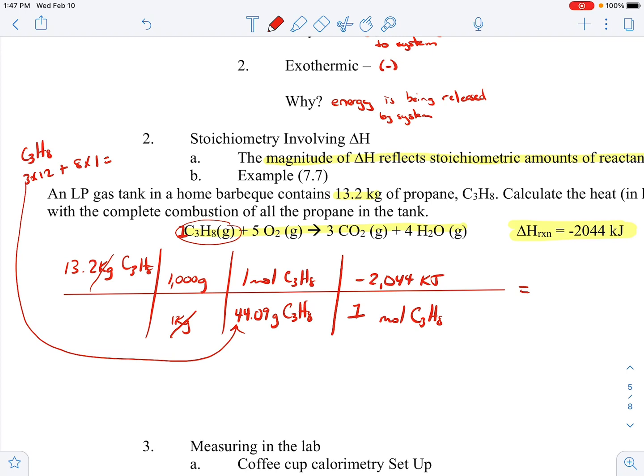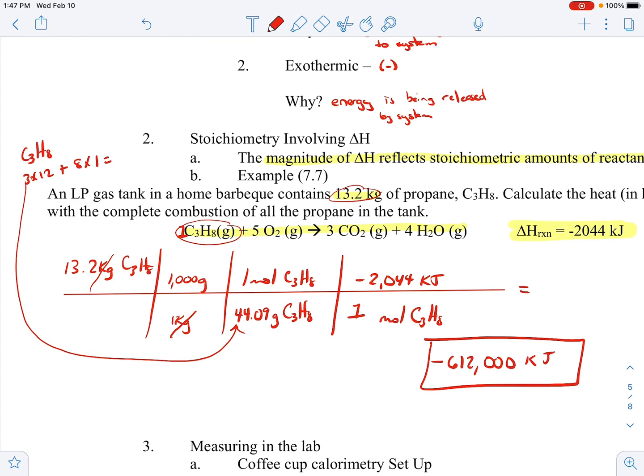We're going to get a rather large number. And how many sig figs do we have? 3 sig figs because of the 13.2. So we're going to say negative 612,000 kilojoules of heat. That's how much energy we get from that one little propane tank, which is kind of impressive.